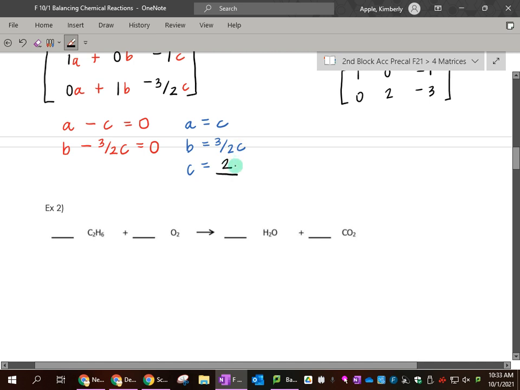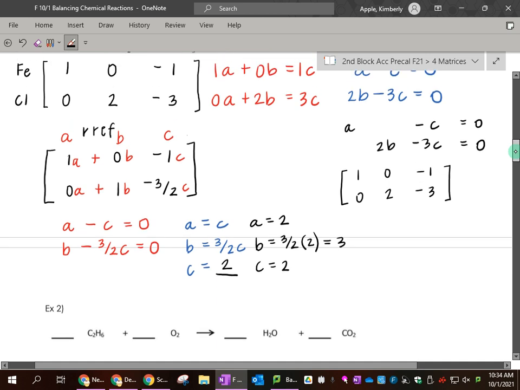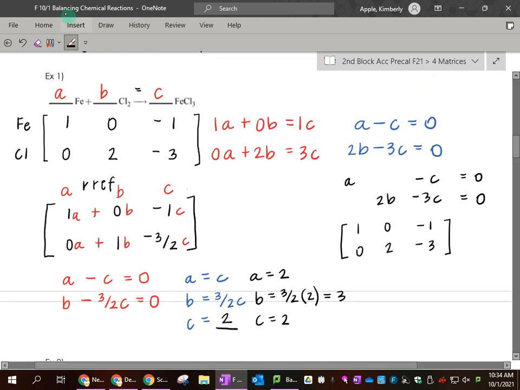Because let's go plug in C here. So A equals C, which is 2. B equals 3/2 times 2, which is actually what? 3. Yeah, you put that in your calculator. And so we said C equals 2 already. Okay. So now instead of A, B, and C, I've just got 2, 3, 2, and now it's balanced.